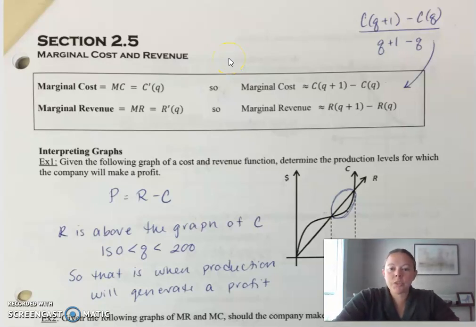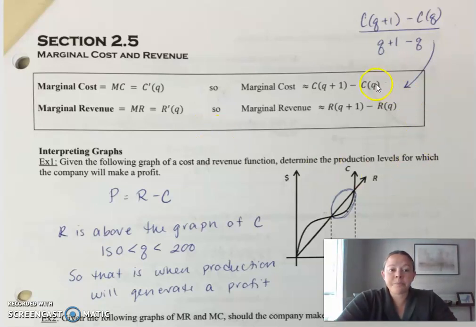Hello, this is section 2.5 for Calc survey, and today we're going to be talking about marginal cost and revenue, and that might sound familiar. We talked about this in chapter 1 when we were dealing with linear functions, and marginal cost was the slope of your linear function for your cost function, and marginal revenue was the slope of your linear revenue function. So for our purposes, we're going to expand away from those linear functions.